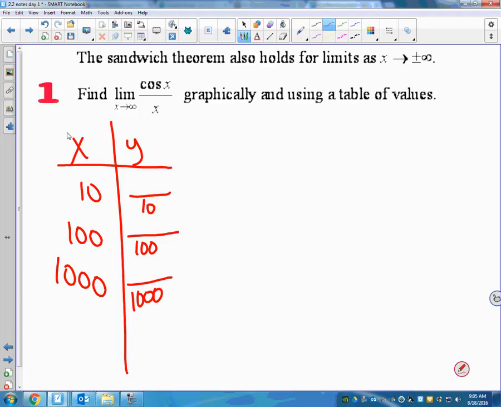What's happening to these numbers? As I take bigger and bigger values of x, what's happening to these values that I'm going to get? They're definitely getting smaller and smaller. They're approaching what value? 0. So without even asking the calculator, it looks to me like this is approaching 0 as x is approaching infinity. But I'll plug it in to be sure.